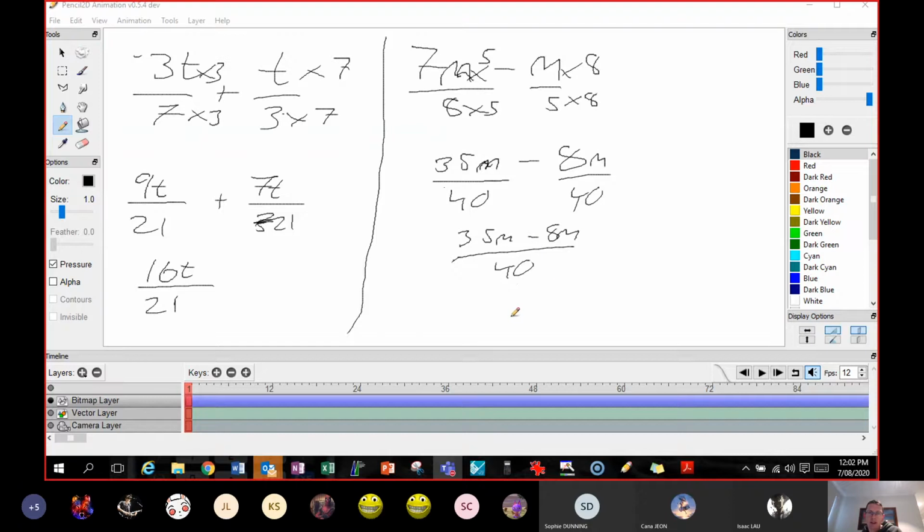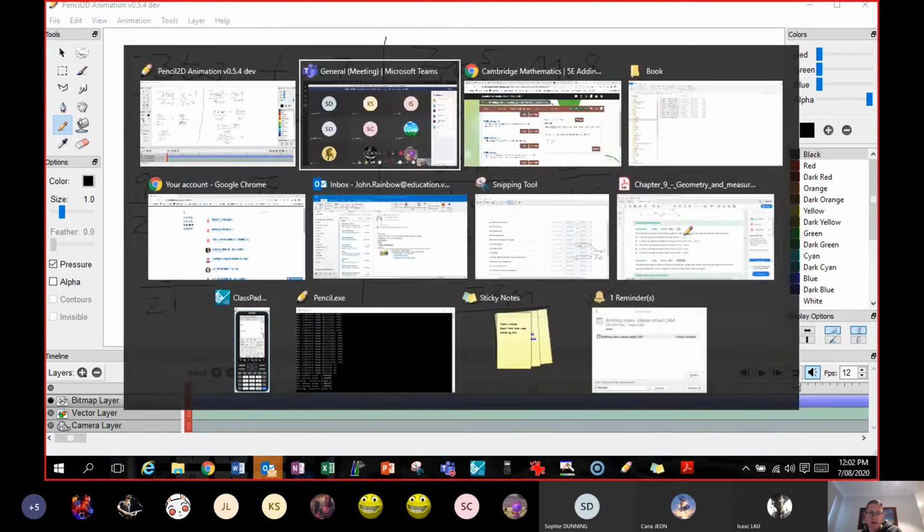Then you're going to have 35m minus 8m, and that will lead us to, well, take 5 away with 30, take another 3, will be 27m. So that will take us to 27m on 40. Then the last thing you should do is always think about, can I simplify that? Does 27 and 40 simplify? No, I can't think of a number it divides by. So that would be it there.